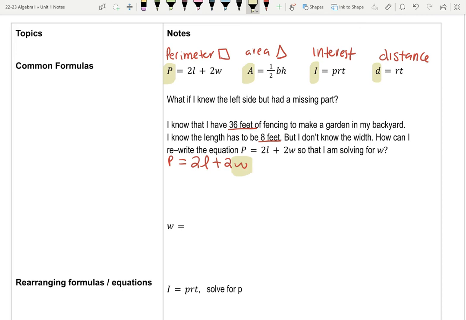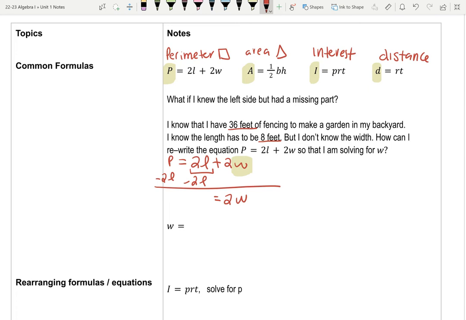This can be kind of confusing because we're working with more letters than numbers. But I'm still trying to get that single variable alone. So it's still going to be kind of the same operations. The first thing I want to do is get the 2W on one side by itself. So how can I get this 2L to the other side? I'm going to subtract it. So I'm going to subtract 2L from both sides so that I can have 2W by itself on this side.